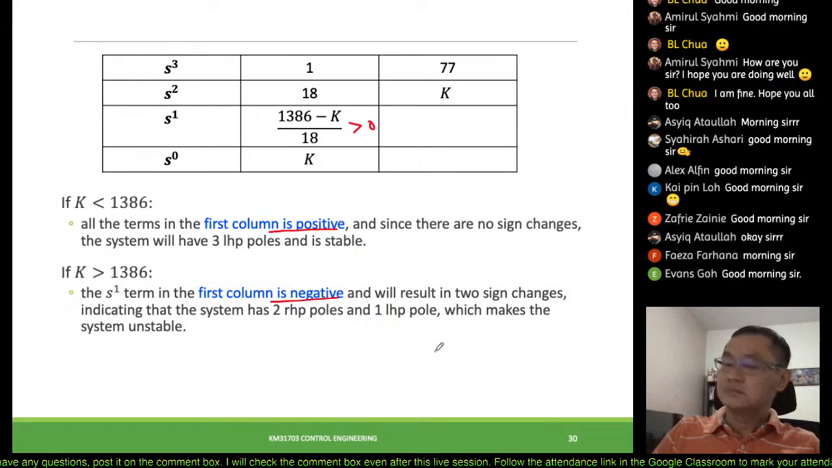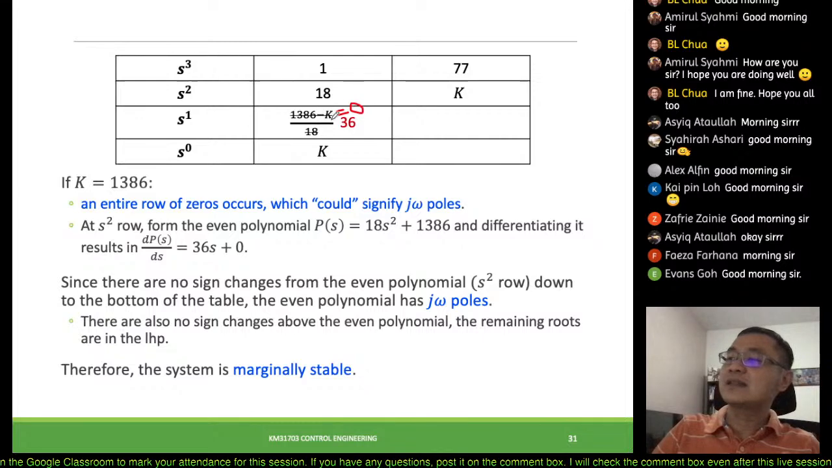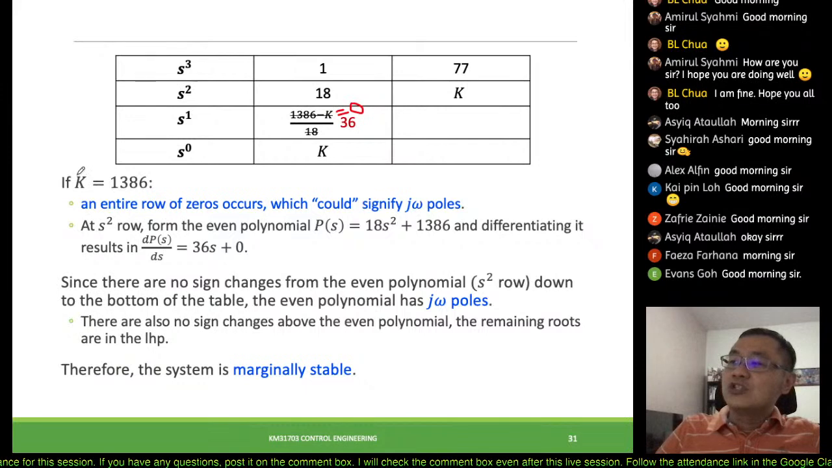Then when the system itself, when we equate this equal to 0, then eventually we get the K value, okay, which is 0, okay?